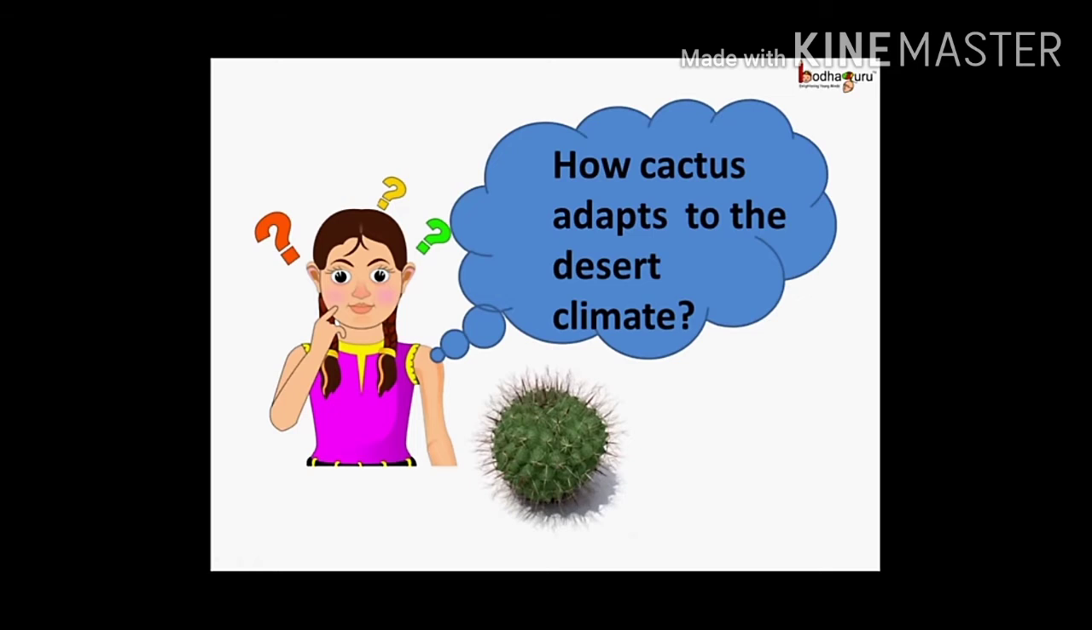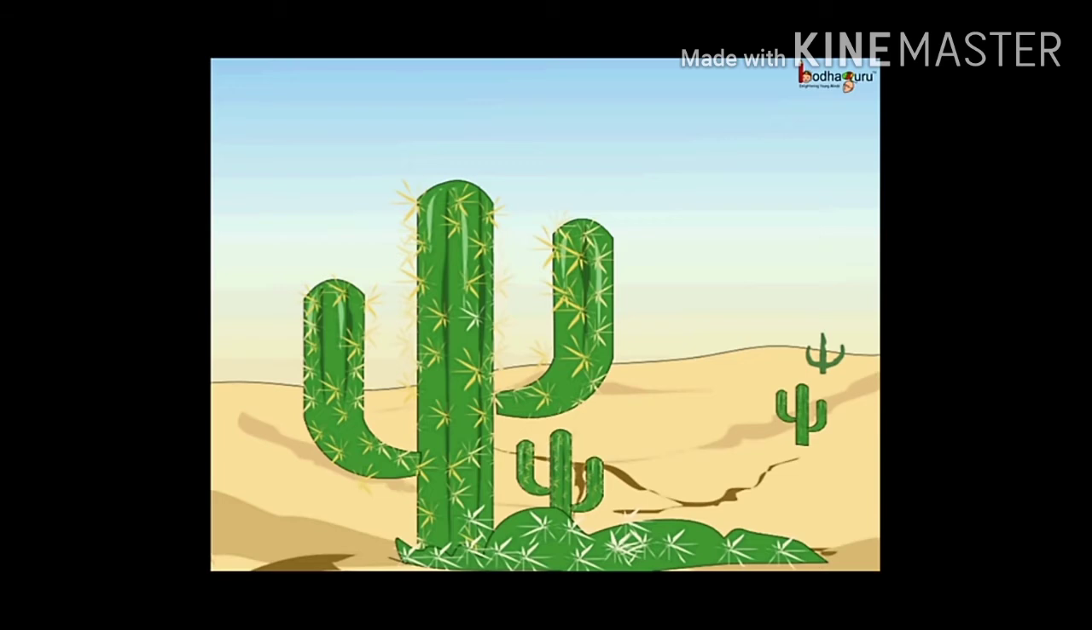Now you must have heard about the cactus which grows in the desert climate, and the climate of the desert is very dry and hot. So how does the cactus adapt to the desert climate? Let us see. It is due to the modification of its stem and leaves. Here we see the stems of the cactus plant. The stem here is green in color and flattened like a leaf.